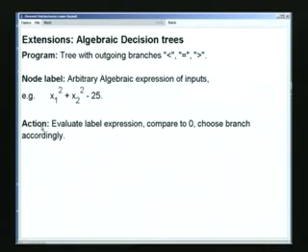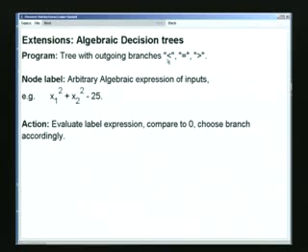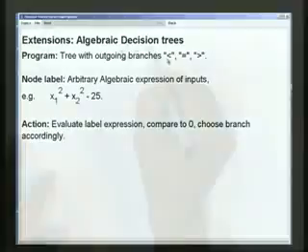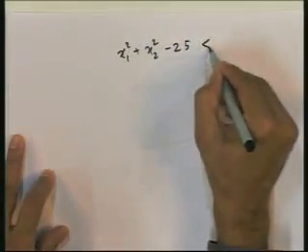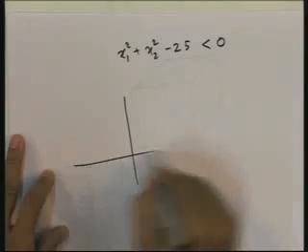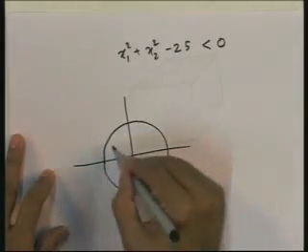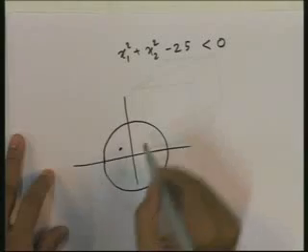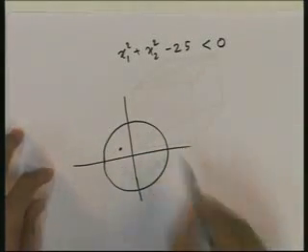The action is we are going to evaluate the label expression and compare it to 0. So if this expression is equal to 0, then we'll choose the equal to branch. If this is less than 0, then we'll choose the less than branch. Let me take a quick example. If our expression is x1 squared plus x2 squared minus 25, then the condition that it is less than 0 simply means that our point lies inside this region. So we are restricting our point to be inside this region.